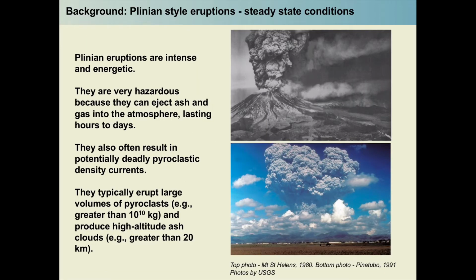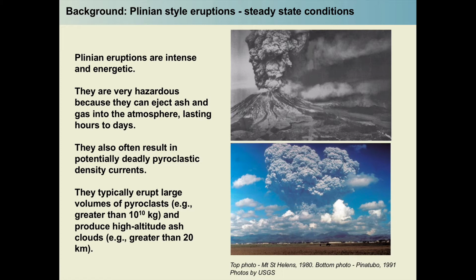So this is focused on Plinian-style eruptions where we have steady state conditions. That just means that you have magma rising up in the conduit of the volcano, erupting from the vent, and this eruption is going to last for hours to days. And during that time, you have set up some steady state conditions in the conduit. So you're not shutting the magma supply off, you're not creating fluctuations or episodic explosions. This is just a continuous outpouring of magma from the vent of the volcano.